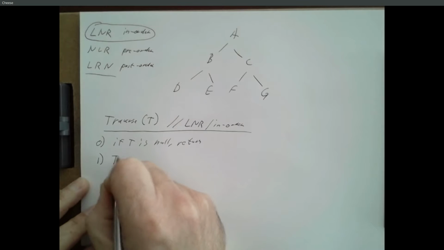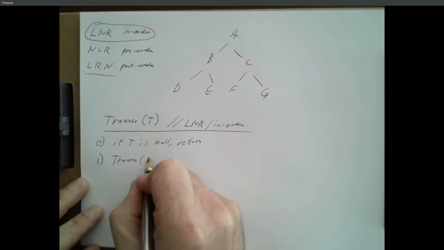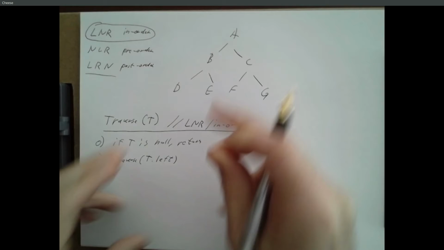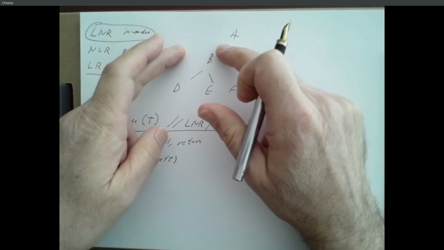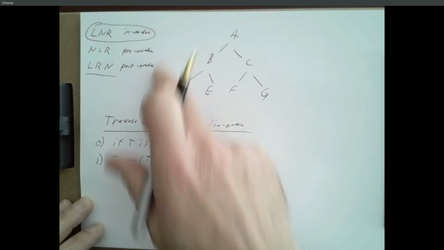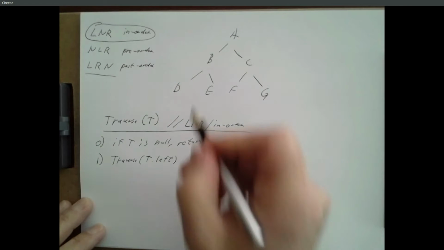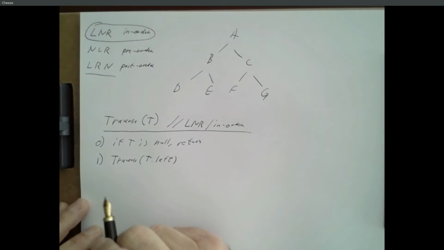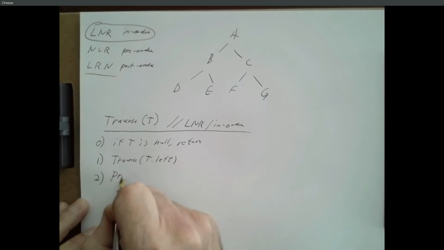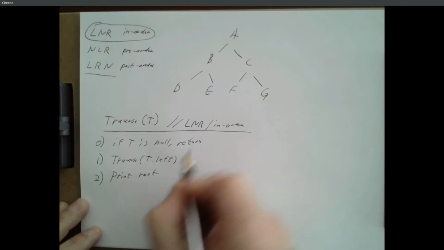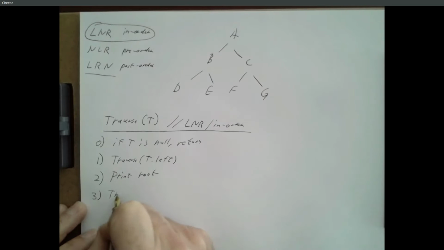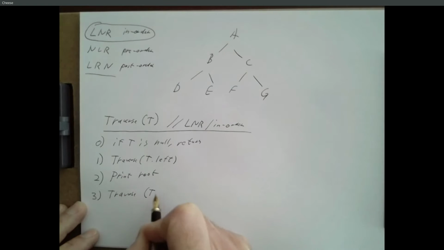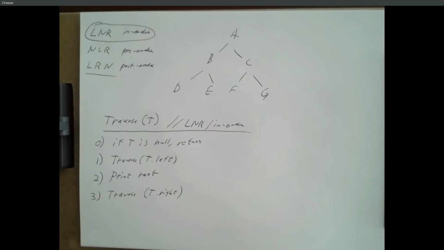Otherwise, what we're going to do is traverse the entire left subtree of our original tree. So if this is our original tree, first I'm going to traverse this B, D, E tree. And then I'm going to print the root, which is A. And then I'm going to traverse the right subtree. So it's a recursive definition.